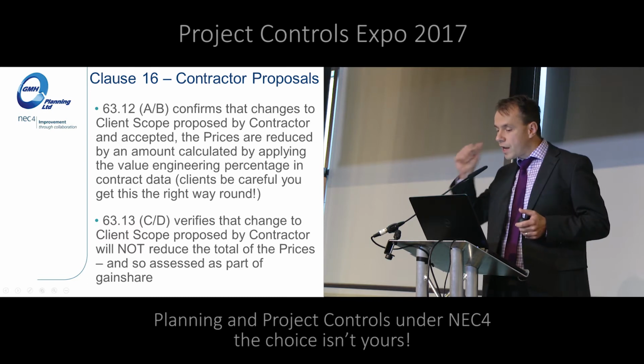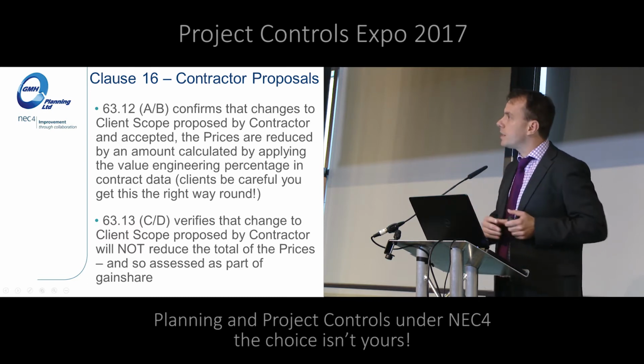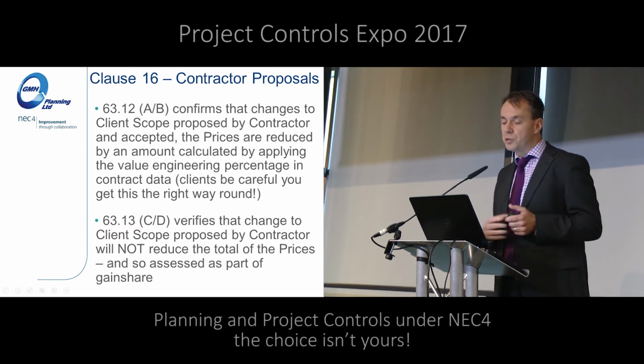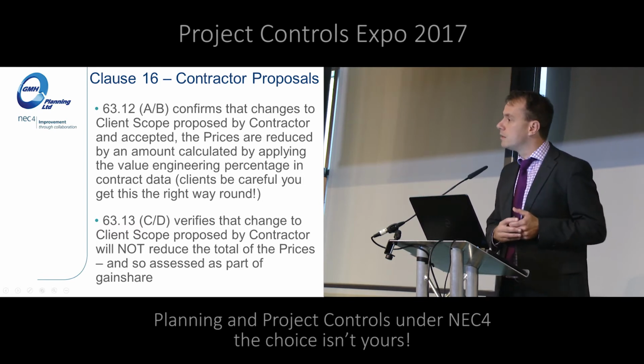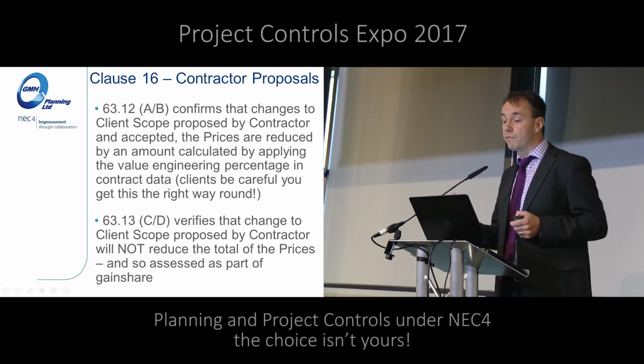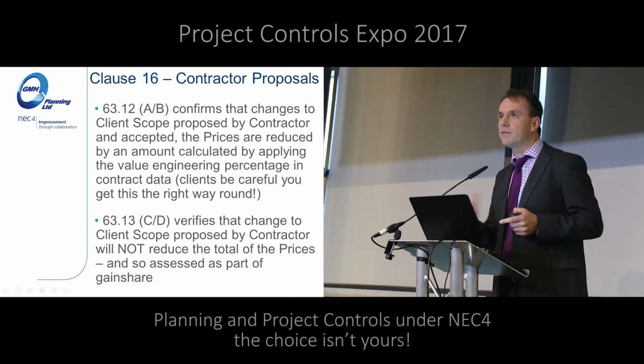Point to note, clients, be careful you get this around the right way, because it says that the total of the prices reduces by the amount you stated within contract data. So if you're on a 70-30 split, you can actually get that very easily around the wrong way and give the contractor far too much money saving, which obviously you wouldn't want. 50-50, I think it doesn't matter which way round you do it. QSs, yeah, that should be okay.